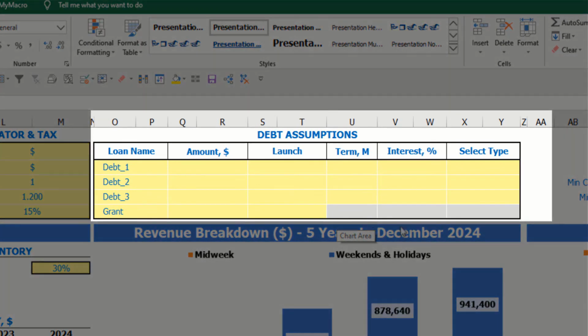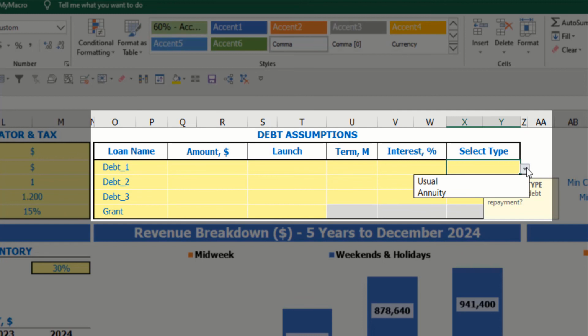Also on the top of the dashboard you have debt assumptions. Let me show you how it works. So for each debt you are able to select the debt type. There are two debt types in the model, which is annuity and usual. Annuity means that each monthly payment, which consists your debt repayment plus interest expenses, will be equal each month. In case if you will select usual, your main debt repayments will be equal parts and interest will be just interest on the debt's closing balance.